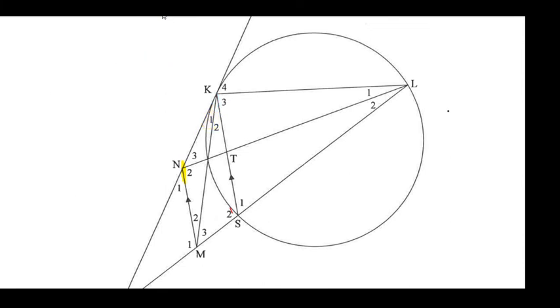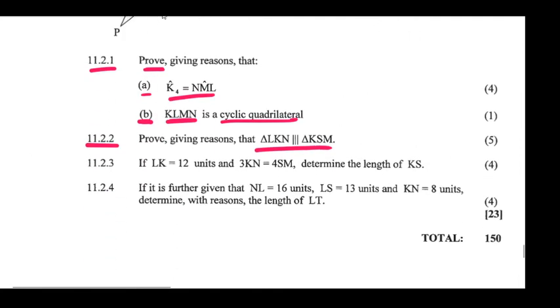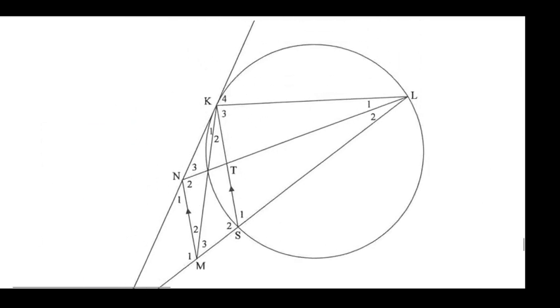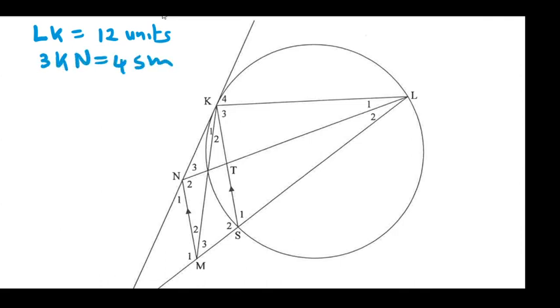So now let's continue with another question from this problem here. So now we go to this one here, 11.2.3. We are given that LK is equal to 12 units. We are given that 3KN is equal to 4SM. We are asked to find KS, right? So let's go back to the diagram, which will really help us make sense of what we are given.